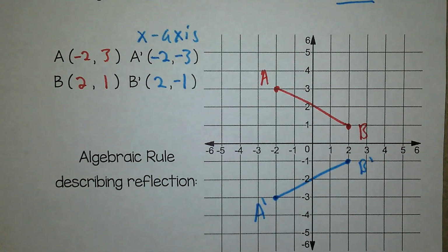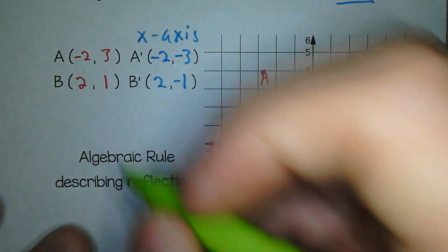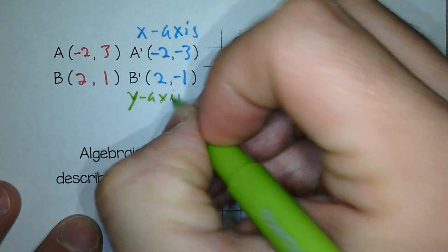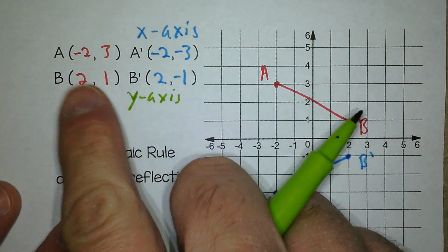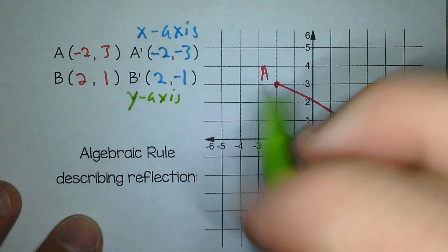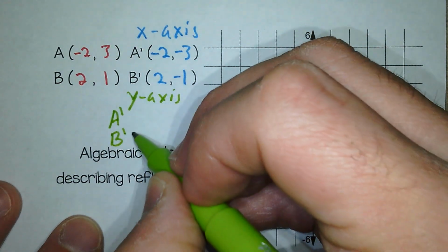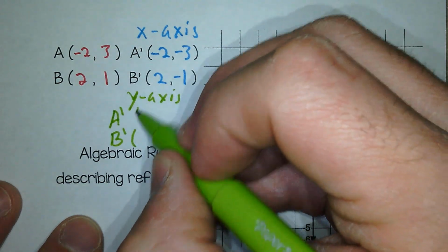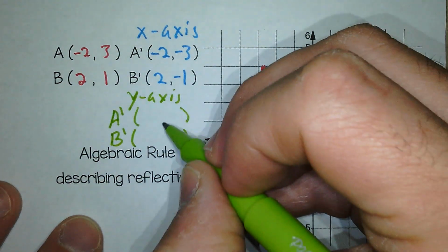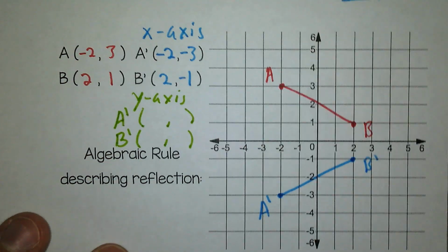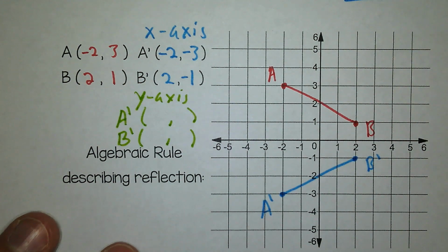Okay, the last thing we're going to do is now we're going to do a reflection over the y-axis. So again, we're reflecting the points in red, reflect them over the y-axis. We have A prime and B prime. So again, remember, we reflected over the y-axis. We do not change the y. So pause the video, go ahead and try it on your own, and then see if you did it correctly.